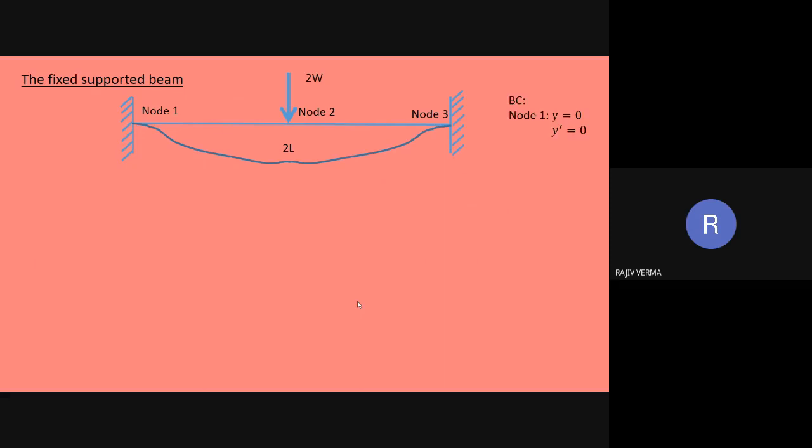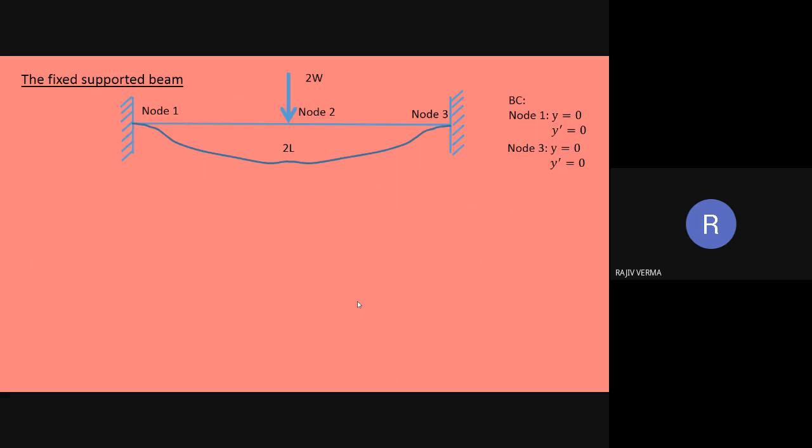These are the two boundary conditions. The displacement and the slope also are 0 at node number 1 and at node number 3. So this happens to be the set of boundary conditions which is already known to us.